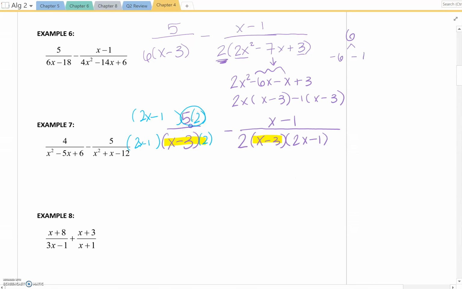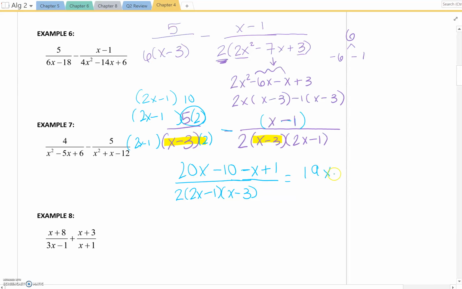Let's do 5 times 2 first. 5 times 2 is 10. 10 times 2x minus 1 would be 20x minus 10 over 2 times 2x minus 1 times x minus 3, minus, you're going to subtract this. So minus x minus negative 1 is positive 1. 20x minus x is 19x. Negative 10 plus 9 is positive 9, over 2 times 2x minus 1 times x minus 3. And that is your final answer.